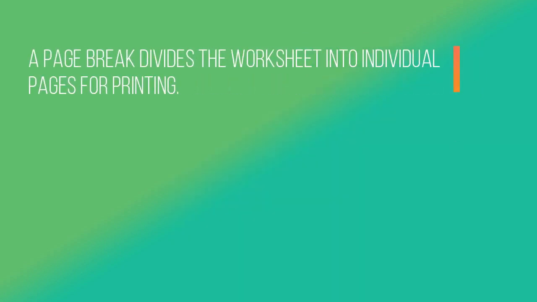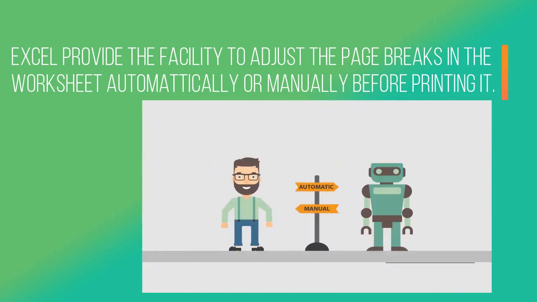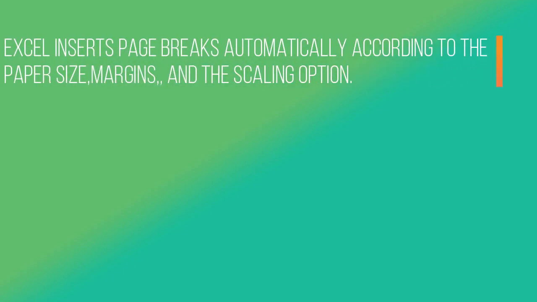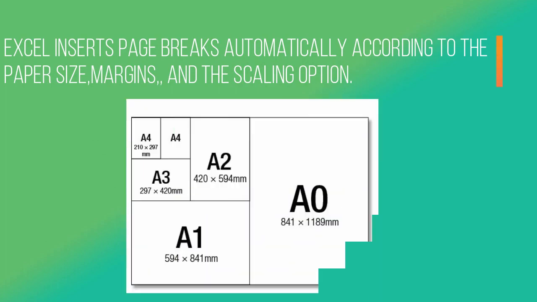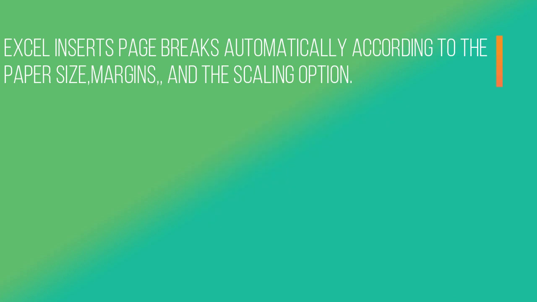A page break divides the worksheet into individual pages for printing. Excel provides the facility to adjust the page breaks in the worksheet automatically or manually before printing it. Excel inserts page breaks automatically according to the paper size, margins, and scaling option. This helps to print a worksheet with the exact number of pages that you want.